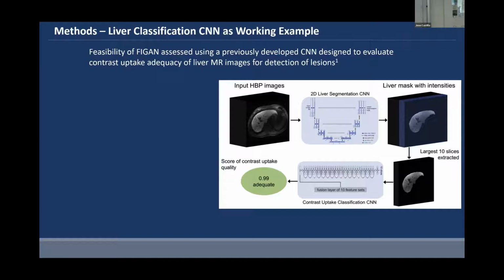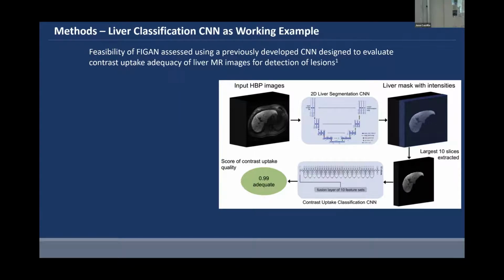So we wanted to assess its feasibility, right, using a previously developed CNN that was designed to evaluate contrast uptake adequacy of liver MR images. Just a bit of background: imagine you have an unhealthy liver, or you might have fibrosis. They need to screen you every 6 months, just in case you develop a cancer called hepatocellular carcinoma. So you go in, they scan you, and while you're laying in the scanner, they inject contrast. In particular, it's an intracellular contrast called Eovist. I think Bayer makes it, maybe.